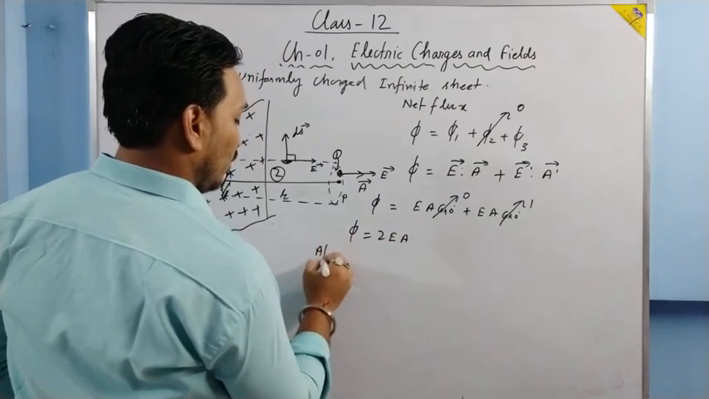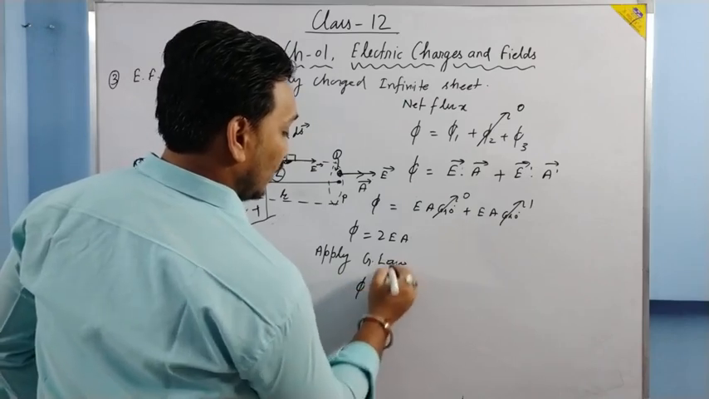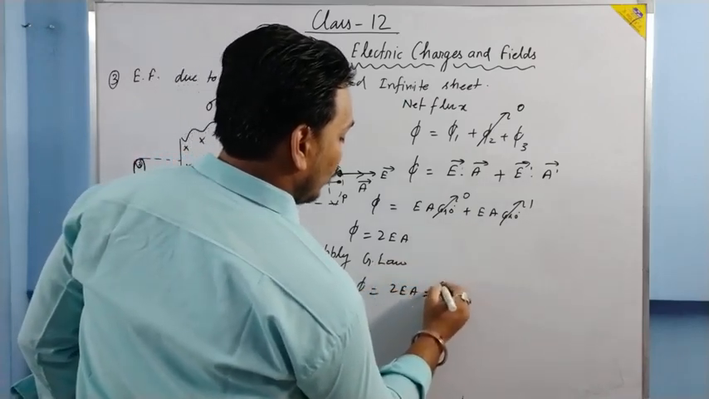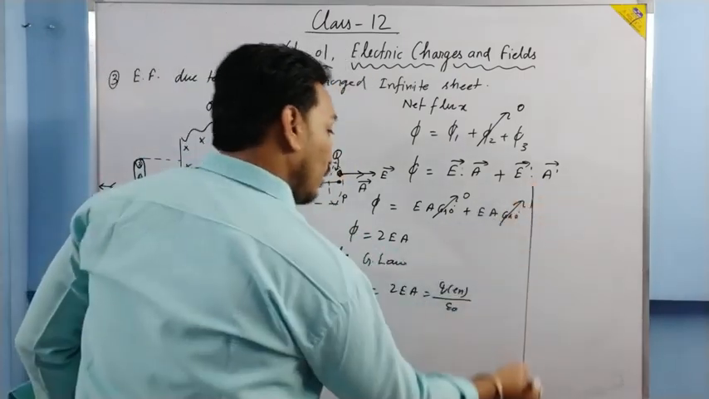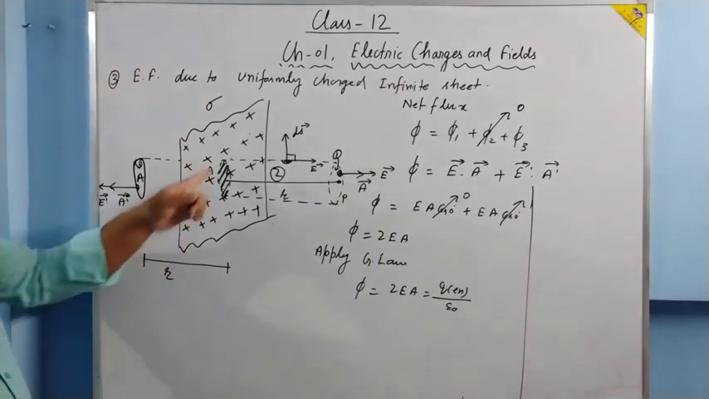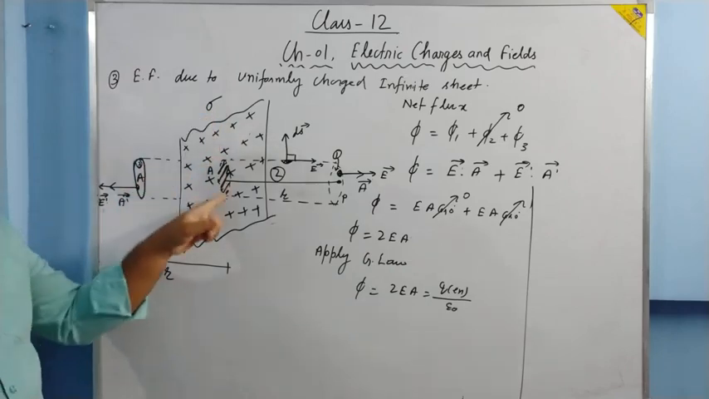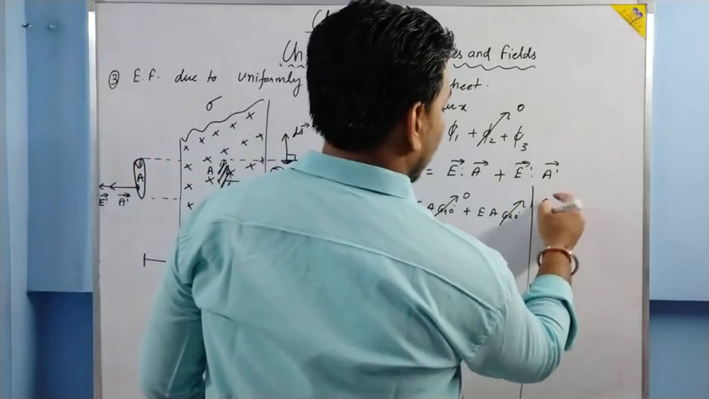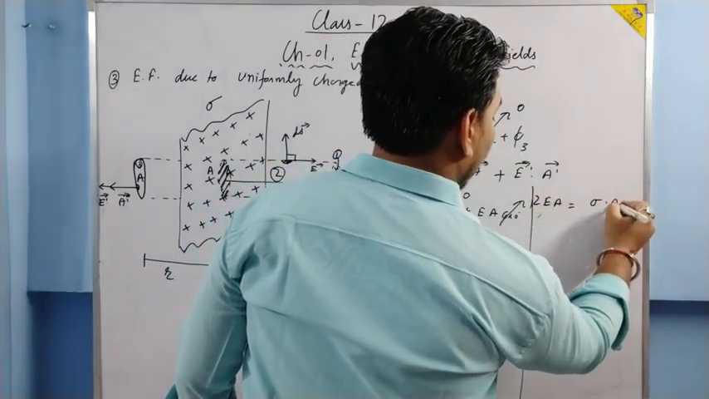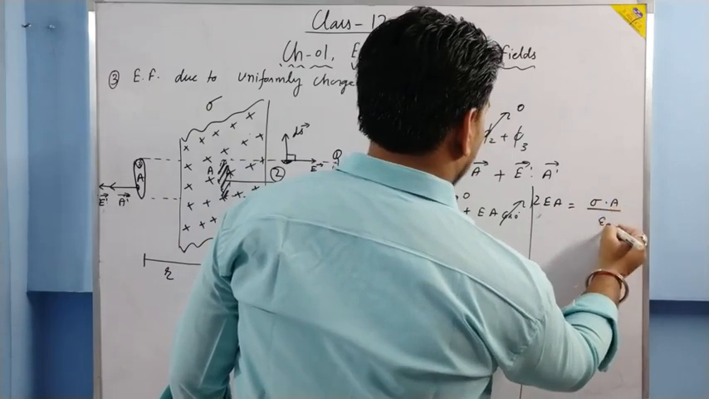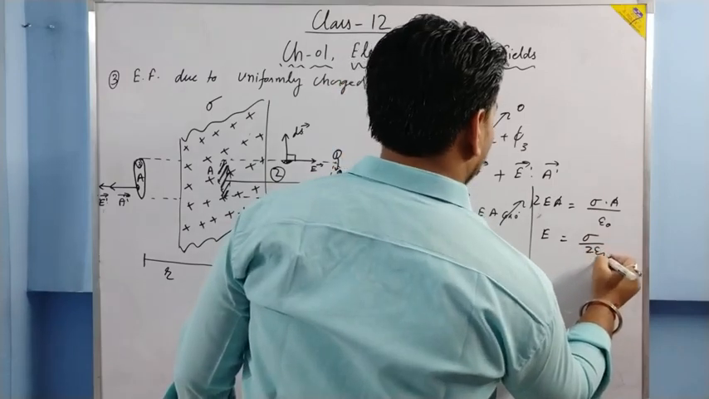And if you apply Gauss law, phi, which is equal to 2EA, will be equal to Q enclosed upon epsilon naught. Now the value of Q enclosed will be given by this surface. Charge per unit area is sigma, so the charge through this area will be sigma into A. So 2EA will be equal to sigma into A, charge density multiplied by area, upon epsilon naught. A and A will be cancelled out. E will be equal to what? Sigma upon 2 epsilon naught.